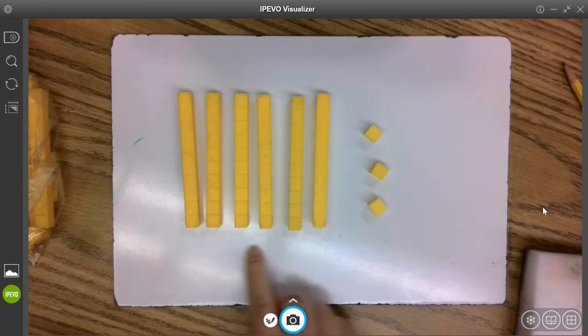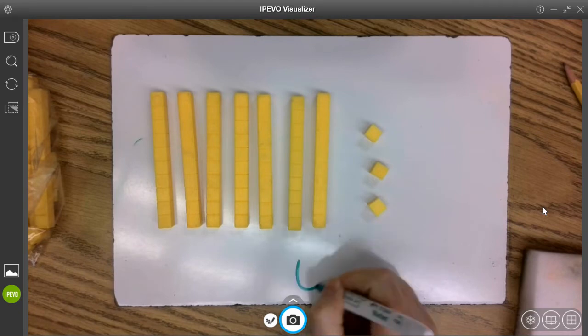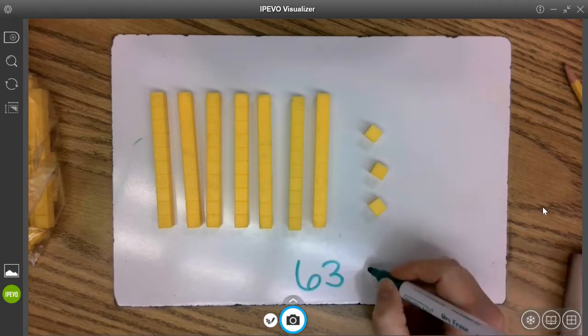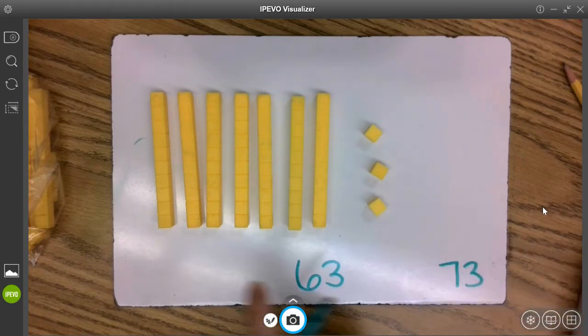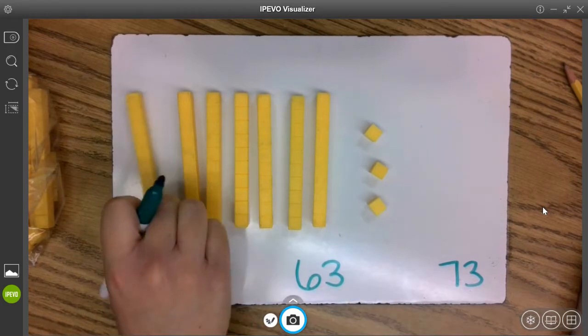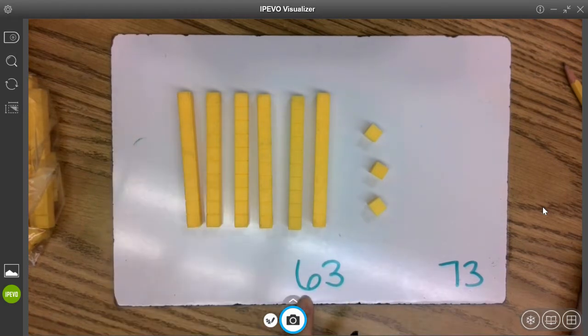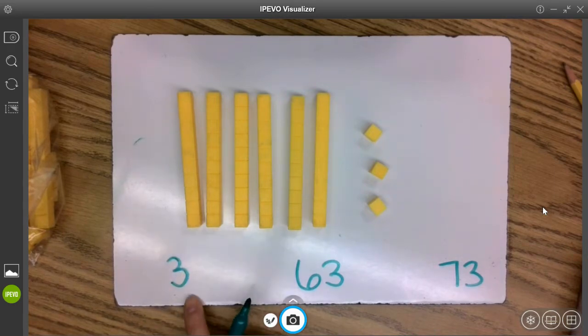Remember, 1 stick is 1 group of 10. So I have 63, 10 more. I put 63 here in the middle. So 10 more would be 73. Now I have 7 tens, and the 3 ones stayed the same. Okay, let's go back to my 63. What would be 10 less? Are my ones going to change at all if I'm talking about my tens? No.